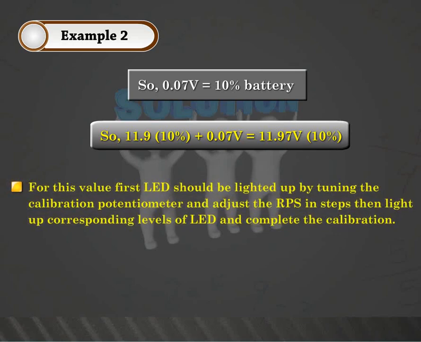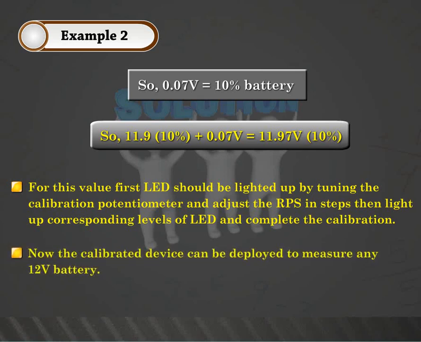For this value, the first LED should be lighted up by tuning the calibration potentiometer and adjusting the RPS in steps, then lighting up the corresponding levels of LED, and complete the calibration. Now, the calibrated device can be deployed to measure any 12 volt battery.